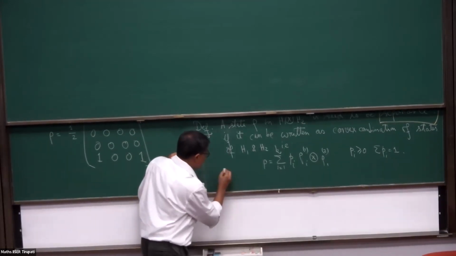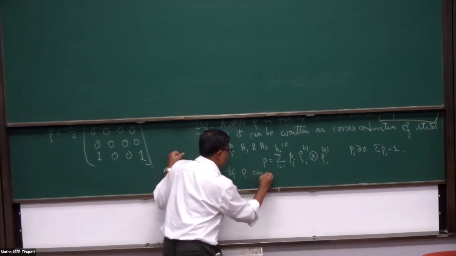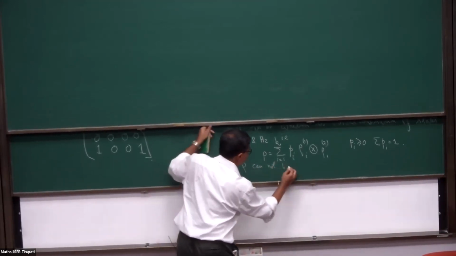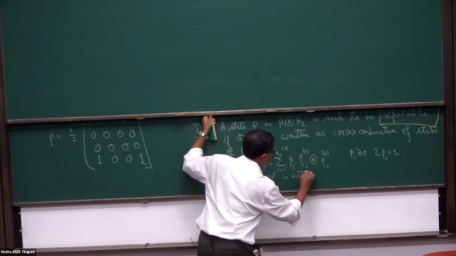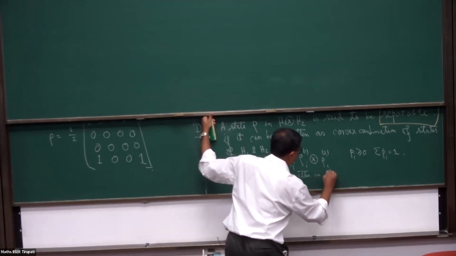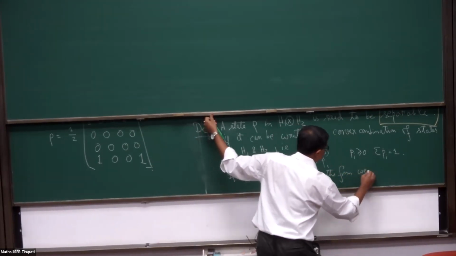And if rho cannot be written in this form, we call it entangled.